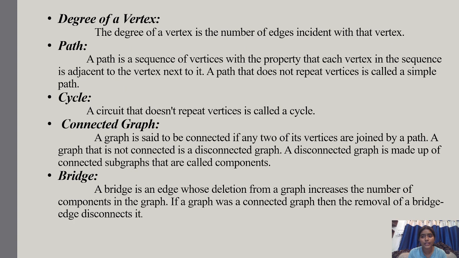A path that does not repeat vertices is called a simple path. A cycle. A circuit that doesn't repeat vertices is called a cycle. Connected graph. A graph is said to be connected if any two of its vertices are joined by a path. A graph that is not connected is a disconnected graph. A disconnected graph is made up of connected subgraphs that are called components.